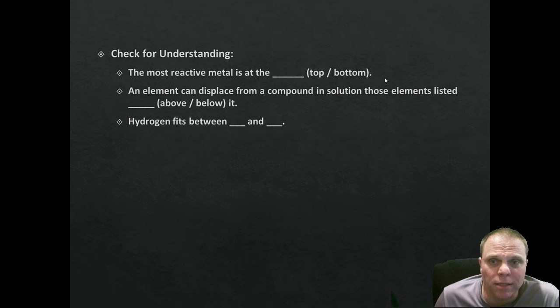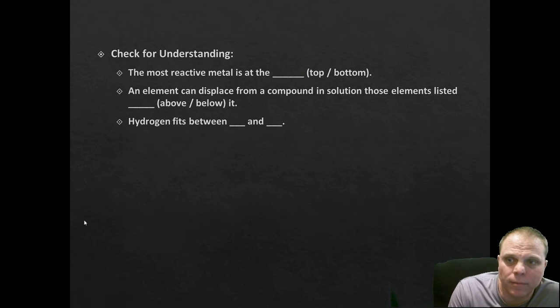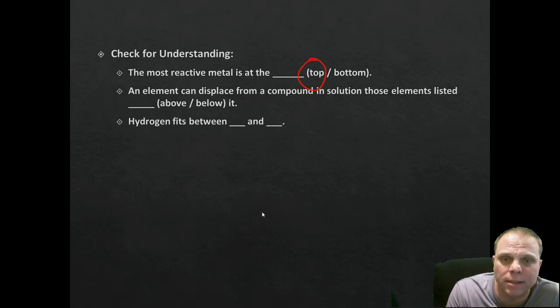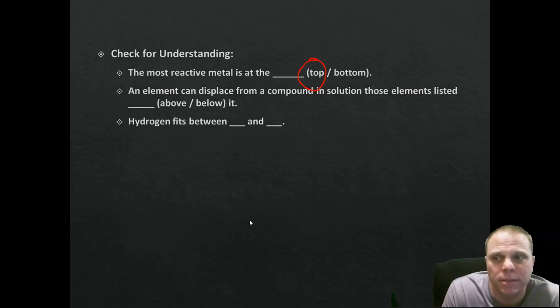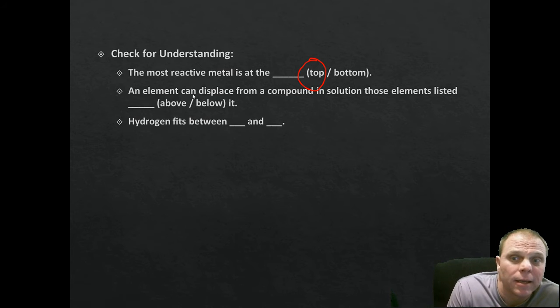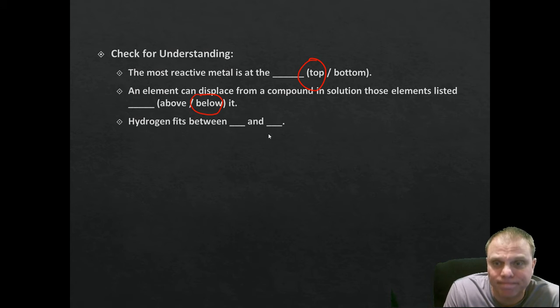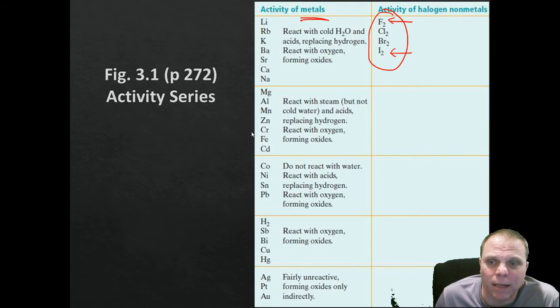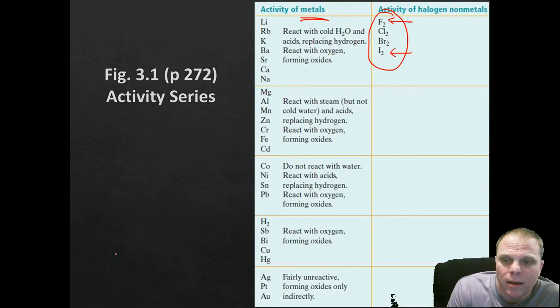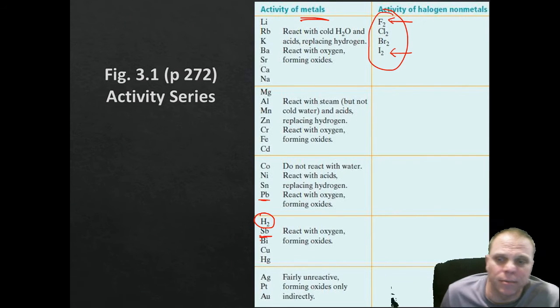All right, so the most reactive metal is at the what? Most reactive metal is at the top. An element can displace from a compound in solution those elements listed below it. Okay. Hydrogen fits between what and what? Did you pay attention to where hydrogen was at? Okay. Hydrogen was right at the top of one of those lists. Okay, let's go back so you can see it again. Hydrogen was right at the top of one of those lists. And so it's between the lead and the antimony.